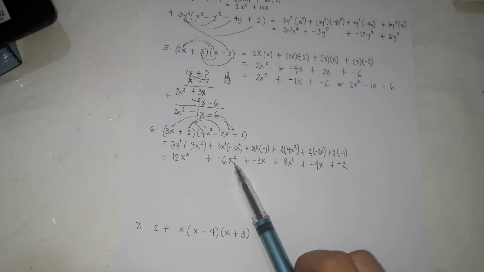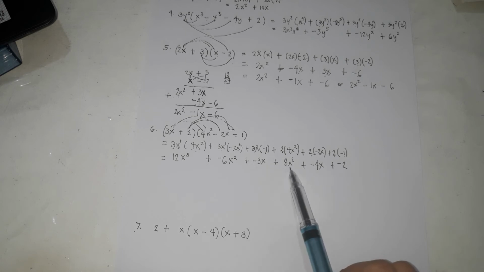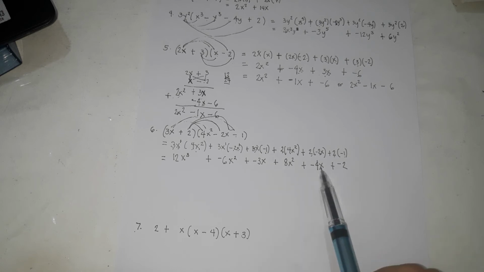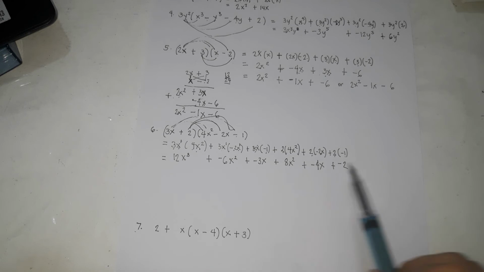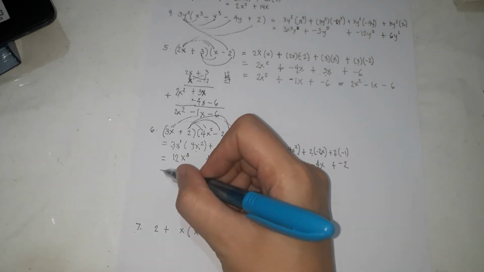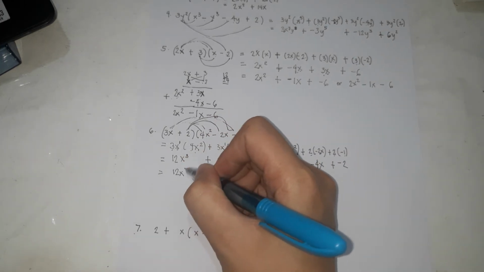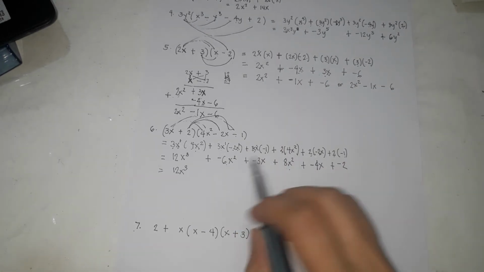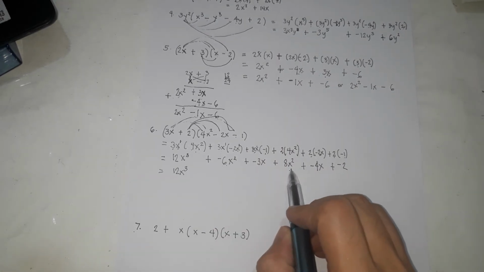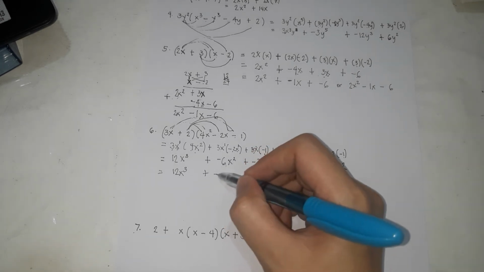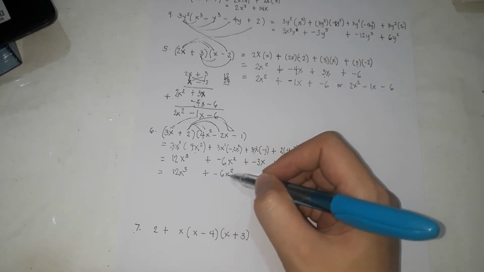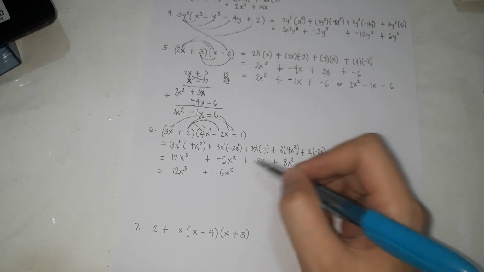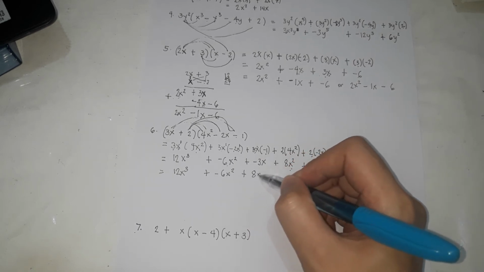Kasi ito, x squared siya, meron nang x squared dito. Ito x lang, itong x. Itong x cube, wala siyang kapareho. So, what you're going to do is just copy 12x cube. Next, ito sila, kailangan mo silang i-plus. Negative 6 plus 8. You could copy this one, or pwede mo nang diretso answer dito. Negative 6 plus 8, x squared.